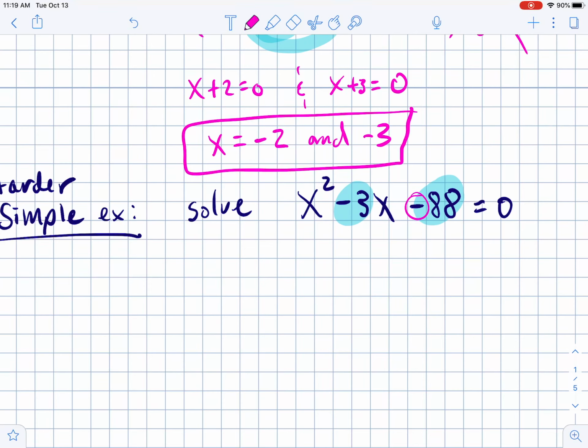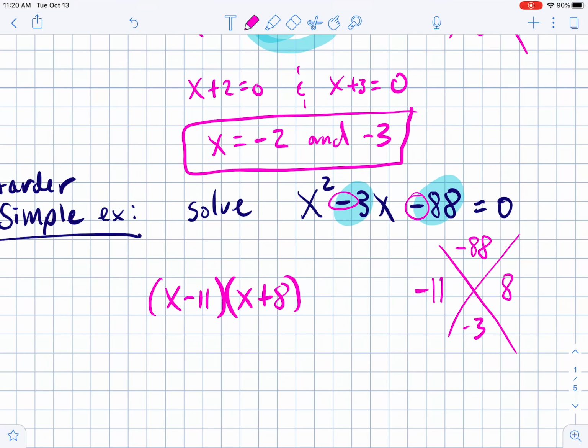So, you guys, because this is negative, that means that one number is going to be positive and one's going to be negative. So you could do a cross for this one and say it's got to multiply to -88 and add to -3. I think it has something to do with 11 and 8 because those have a difference of 3 between them. But then you got to decide, is the negative on the 11 or is it on the 8? Well, you need this number to be negative, so the bigger number's got to be negative. So -11 plus 8, that works. So that means it's x minus 11 and x plus 8.